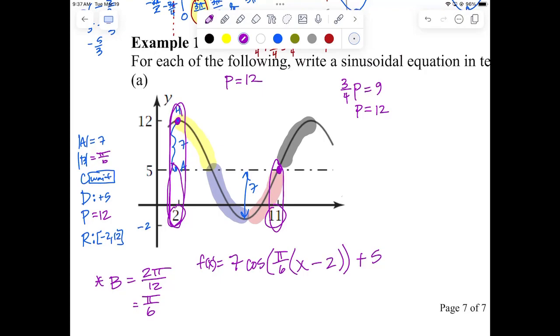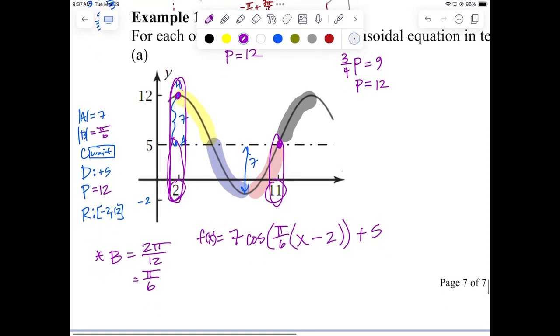-2. There's a cosine. Let's go ahead and do the sine, since that's the other one that's marked, and Peyton said that one. So we'll do f of x equals +7 sine of pi/6 times x minus 11 now plus 5.